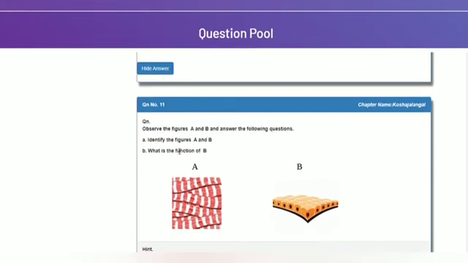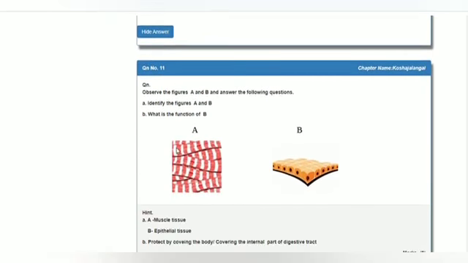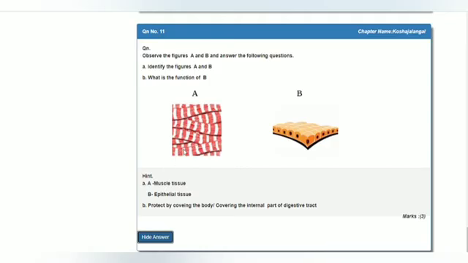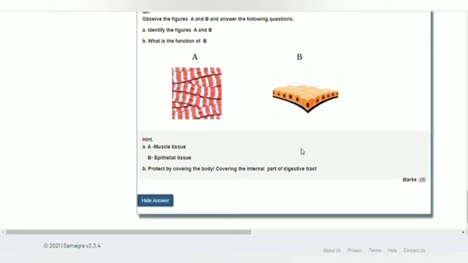Then 11th question. Observe figures A and B and answer the following questions. From the figure, A is the muscle tissue and B is the epithelial tissue. The function of B is protection by covering the body and covering the internal part of the digestive system.